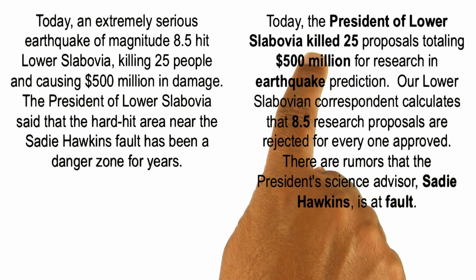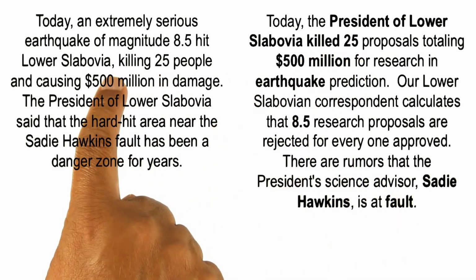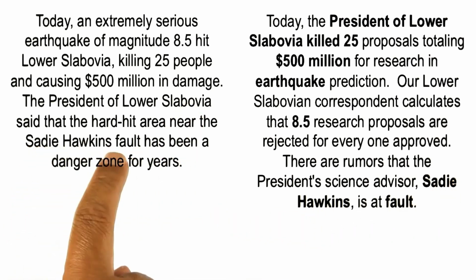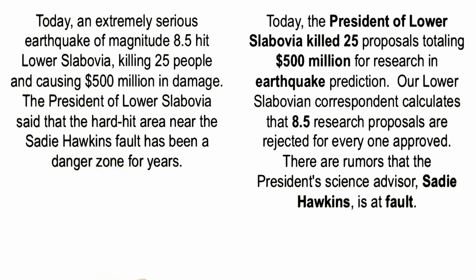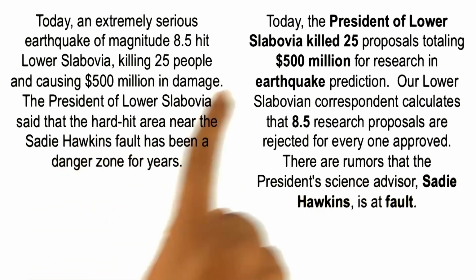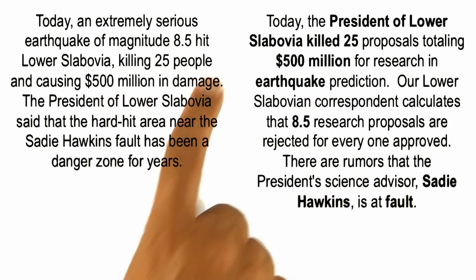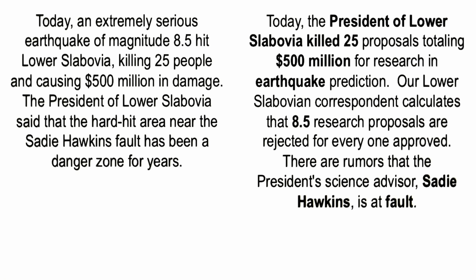So "killed here" referred to 25 proposals, "killing here" referred to 25 people. "Sadie Hawkins" here was a science advisor. "Sadie Hawkins" here was the name of a fault. The frame knowledge representation by itself doesn't tell us how to pick Sadie Hawkins as a science advisor and not as a fault, or how the killing of 25 proposals relates to the killing of 25 people. We will return to this topic when we come to understanding and common sense reasoning in a few weeks.